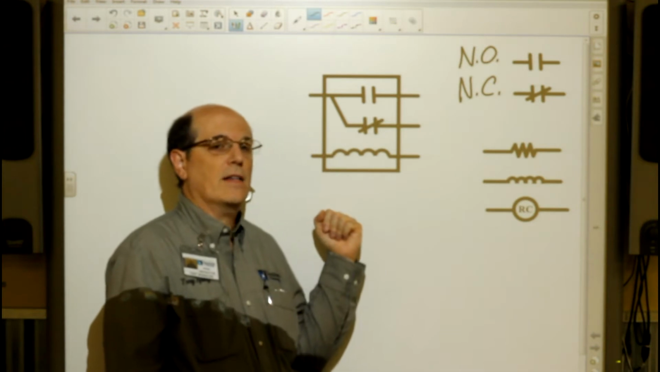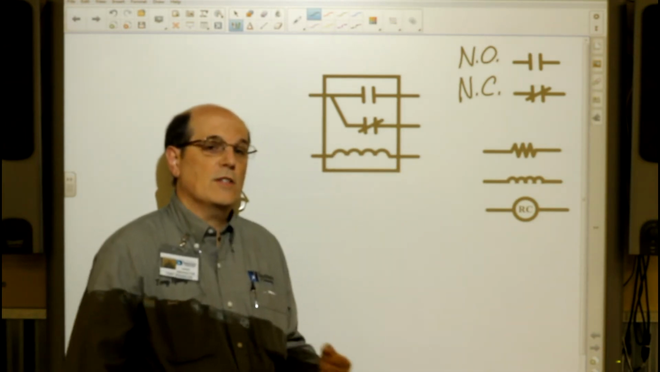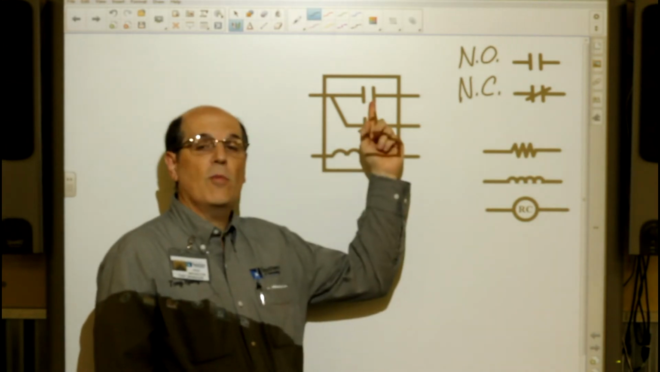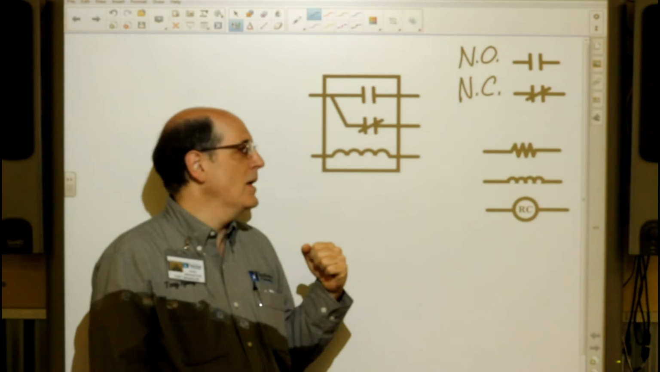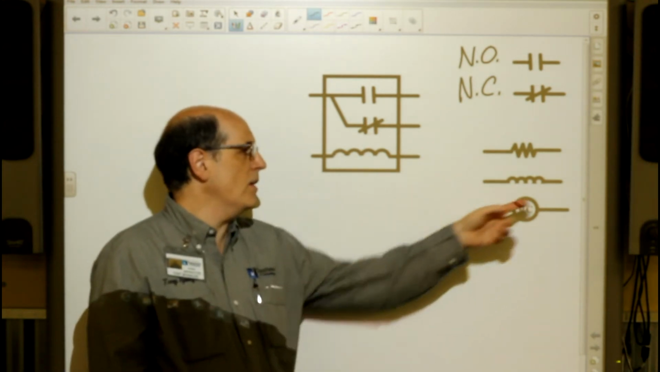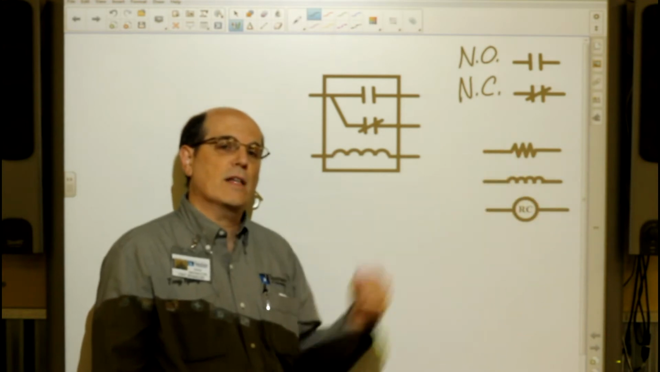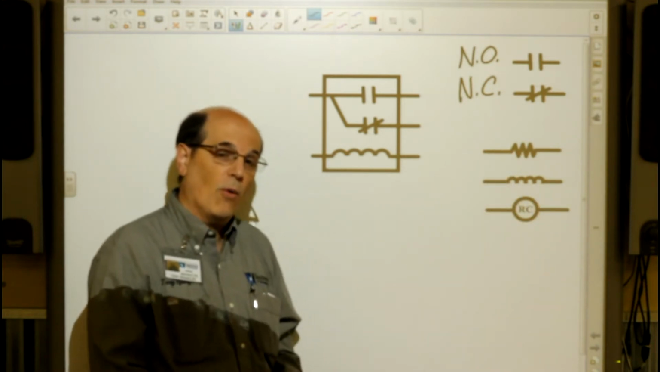Also inside the schematic diagram you can see this. This is our coil. This is what we're going to energize, and when we do, it's going to switch the normally open to normally closed. It'll change the normally closed to normally open. This is one symbol that you might see for the coil. These are also other symbols that you might see in a diagram representing the coil in a contactor or in a relay.